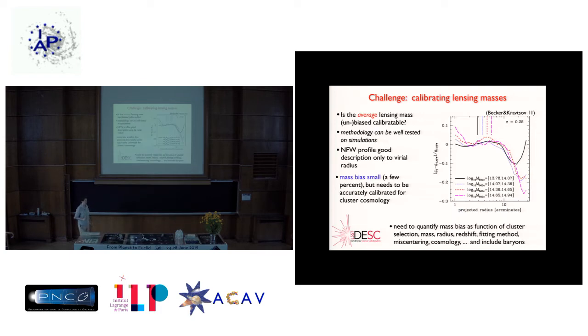So the question then is, how about the average lensing masses? Is that unbiased, or rather, can we calibrate it well? Unfortunately, the answer is yes, something we can do fairly well with n-body simulations. We find that the NFW profile is a good description only to the virial radius. However, the remaining mass bias is small, of the order of a few percent. This is something that we have to quantify quite precisely to do cluster cosmology.